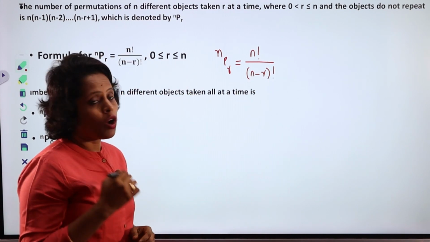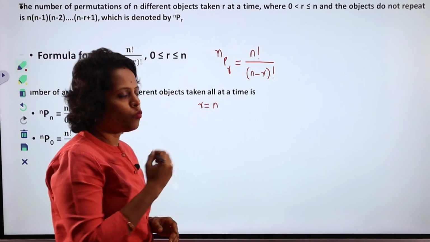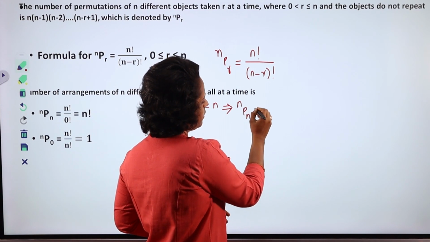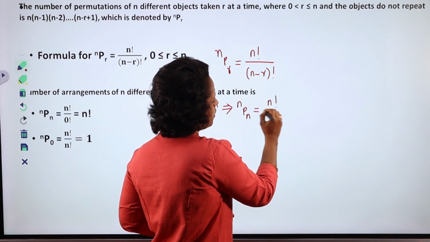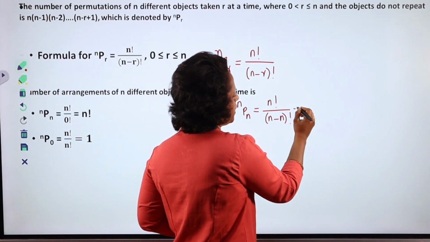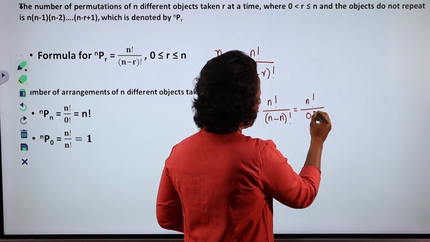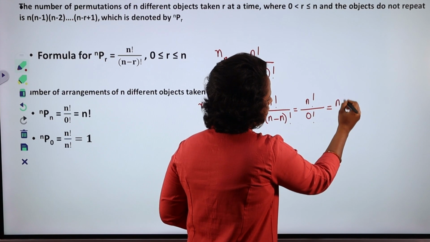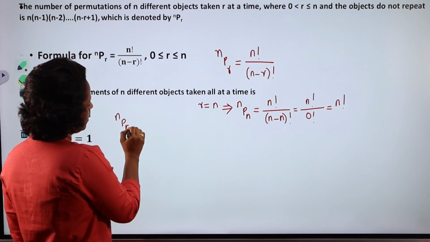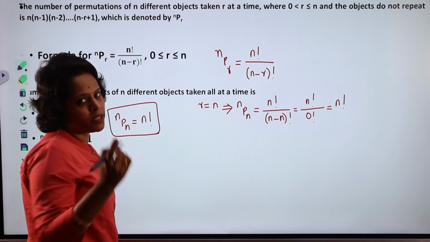Now, what will be nPn? In case r is equal to n, what will the value of nPr be? That will become nPn, right? nPn will be n factorial divided by (n minus n) factorial, which is n factorial divided by 0 factorial. 0 factorial is 1, so we are left with n factorial. So basically, nPn will be equal to n factorial. You need to remember this formula.